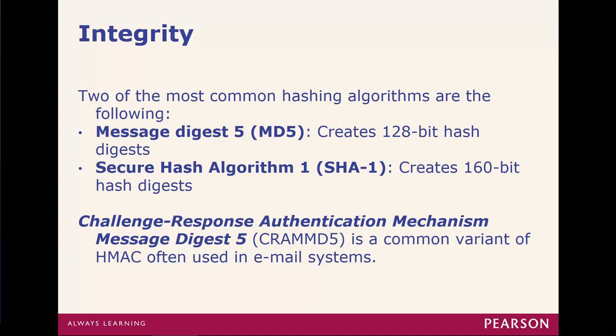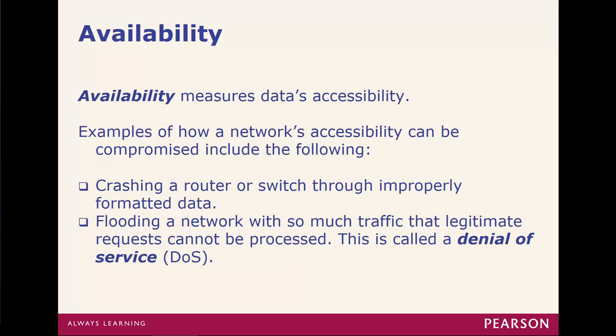Verification that, again, no data was manipulated or modified during transit. Availability: this basically just measures data accessibility. The point of security is to keep resources available, while keeping those that have access to them with access, and those that don't have access to them, or legitimate users, without.